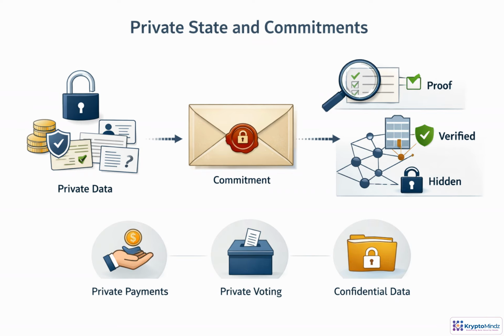Commitments solve a key privacy problem. How can a public system rely on private data without seeing it? A commitment is like sealing a value in an envelope, often with added randomness. Everyone can reference the sealed envelope, but they cannot read what is inside. Later, a proof can show that the hidden value has a valid property without opening it. This is why commitments are fundamental for private payments, voting, and confidential application state.